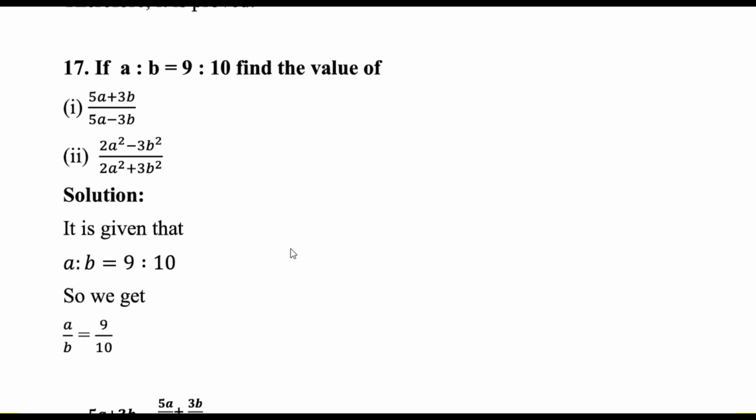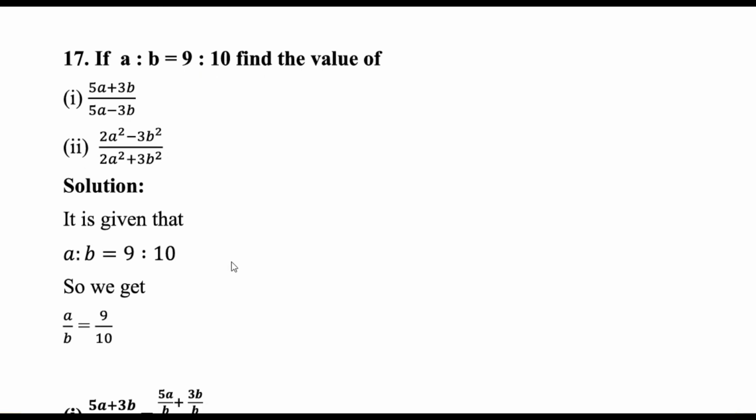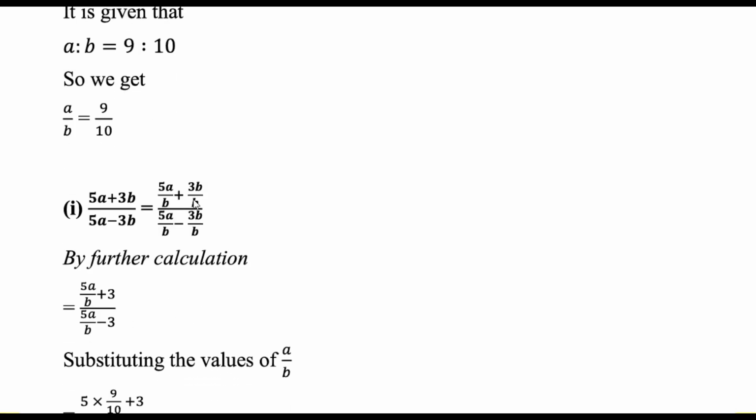Come to the next problem. If a is to b is equal to 9 is to 10, find the values of these 1 and 2. Two sums are there. So a is to b is equal to 9 is to 10, so a by b is equal to 9 by 10.